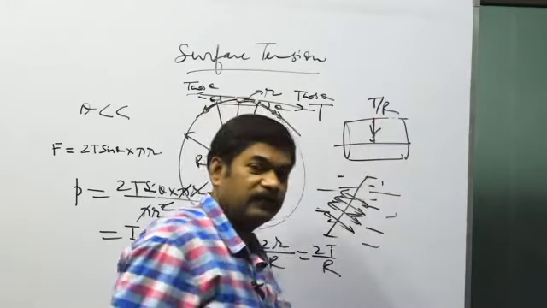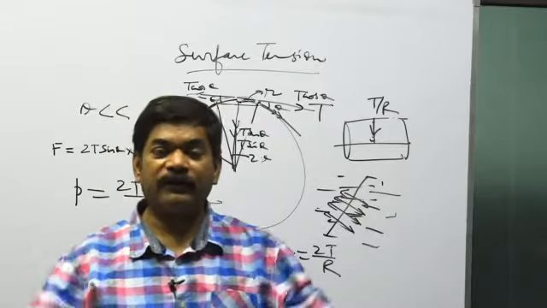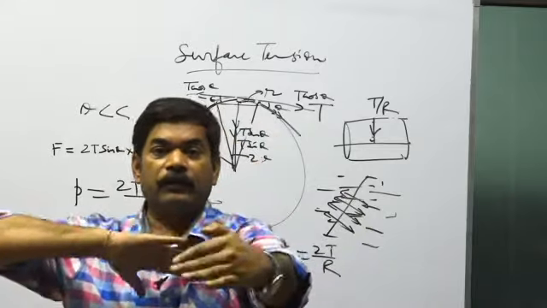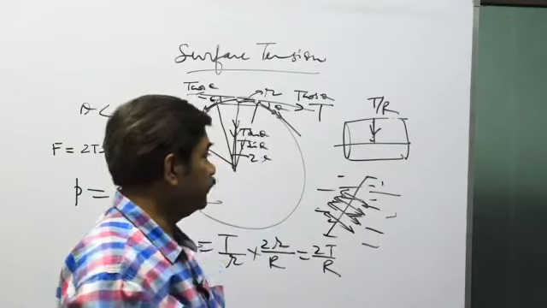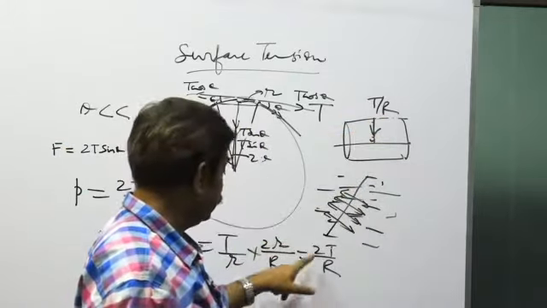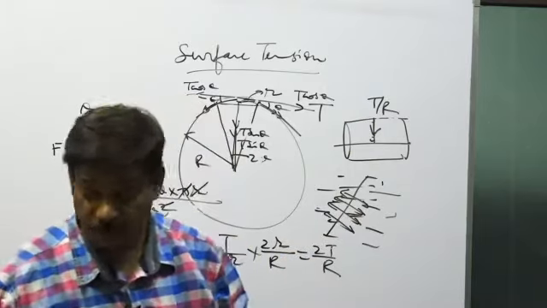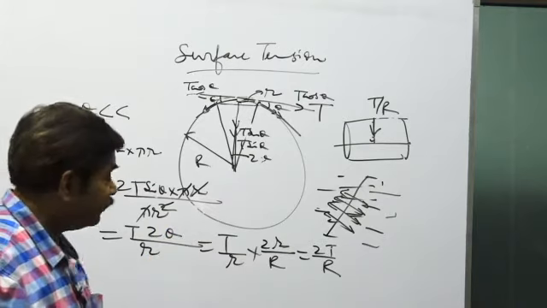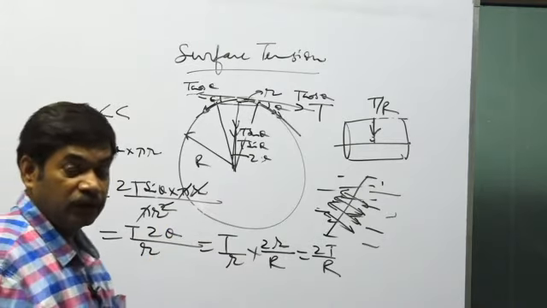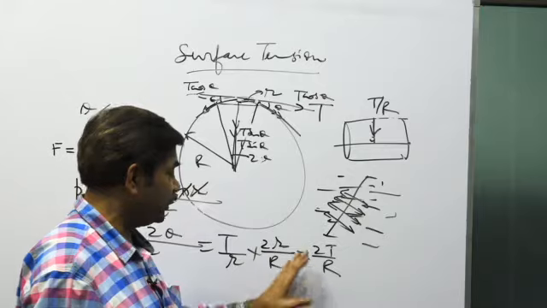We take it like this: a sphere has curvature from all sides, while a cylinder has curvature from only one side. So here it is T by R, and in this case it is 2T by R. Is that clear? This is the derivation, though it's not necessary that we need this derivation in the questions. If you remember it directly, that's all right.